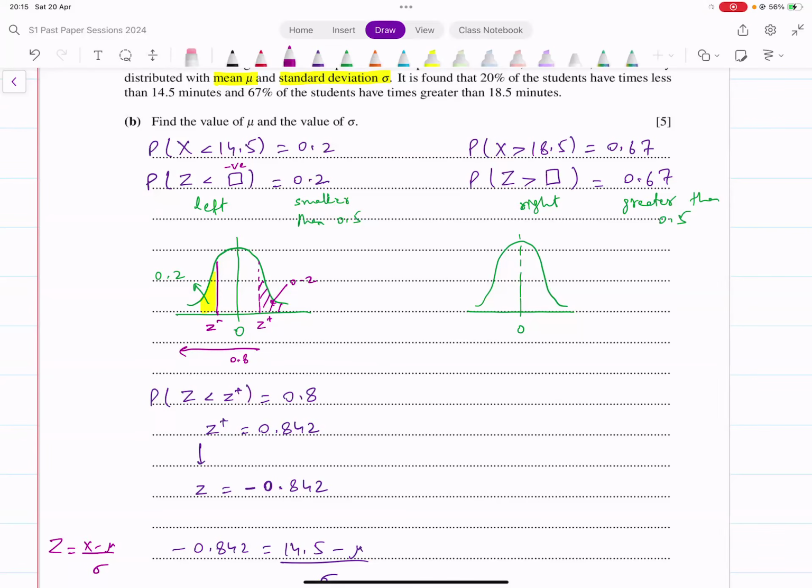Where do we place z? If we place z on the left side, the area to the right would be greater. If we placed z on the positive side, the area to the right would be smaller. We want the area to the right to be greater. So z is supposed to be negative in this case as well, because that makes the area to the right bigger, which is 0.67.